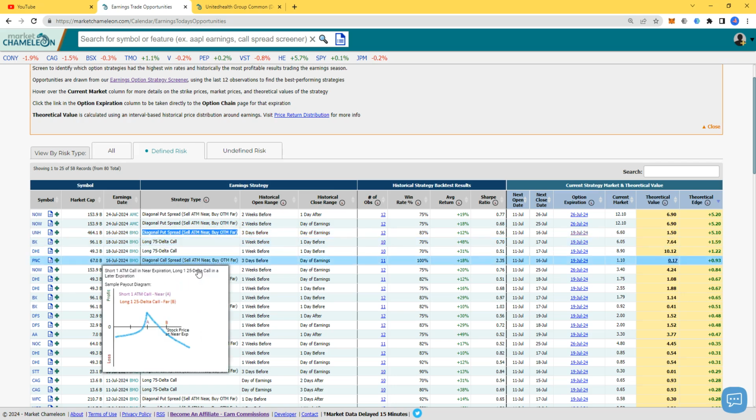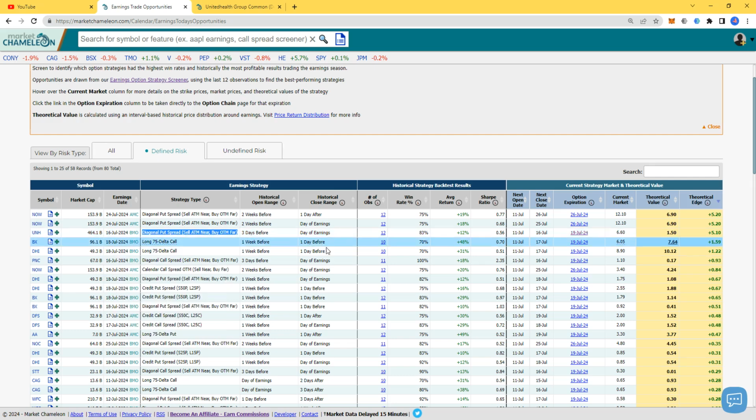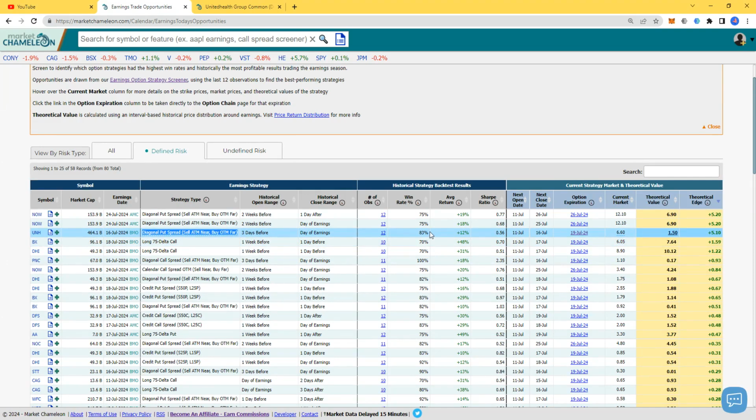And this is the graph. This is interesting stuff in here. Short one at the money put near, and long 125 delta put far. Okay, and that's what you do, but you're not holding it forever. You're just holding it for 4 days, and you close it on July 16, and you expect an 83% win rate with an average return during those 4 days of 12%. Something to consider. This was valuable.